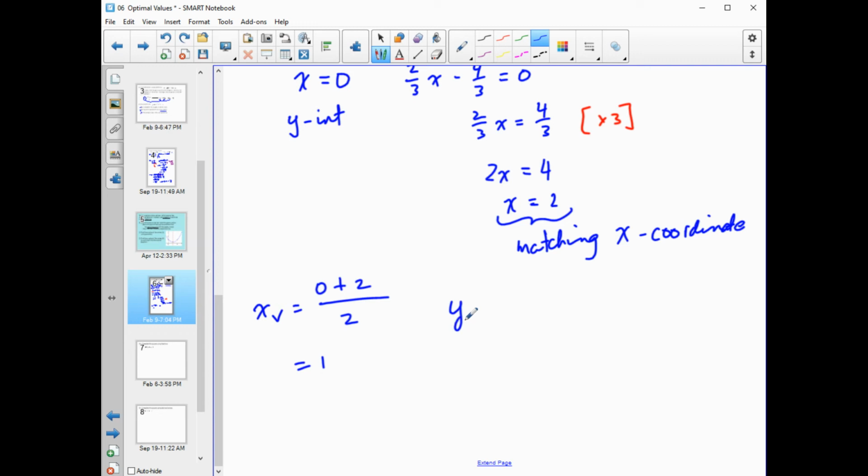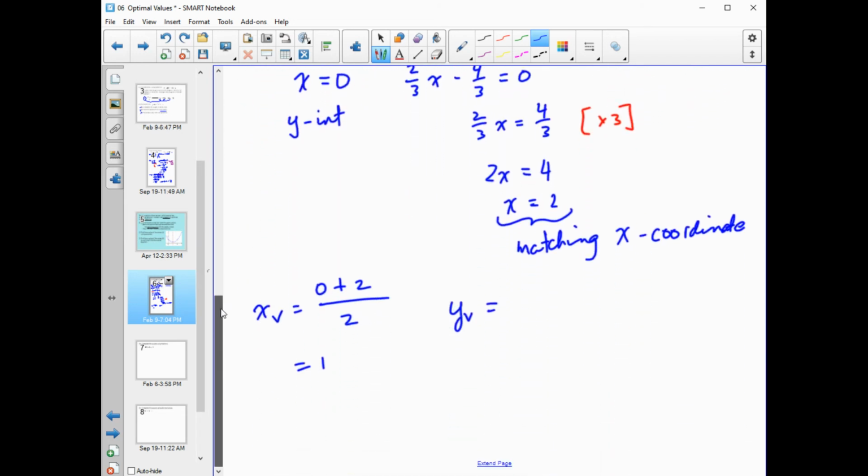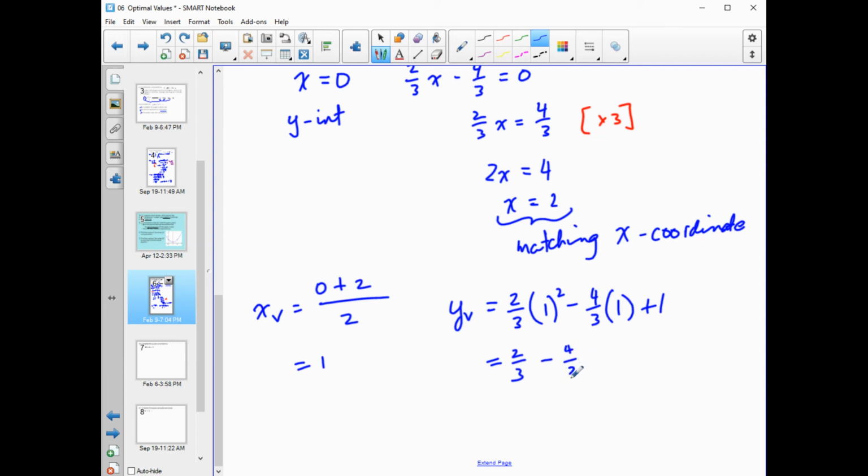And so the y-coordinate of the vertex we find by subbing in x equals 1 into our original equation, 2/3 x squared minus 4/3 x plus 1. So instead of 2/3 x squared, it's going to be 2/3 times 1 squared minus 4/3 times 1, and then plus 1. Now, this being 1 makes that about as easy as it could be, because 1 squared is just 1, so this first term is 2/3. 4/3 times 1 is still 4/3, but that's with a negative sign in front.